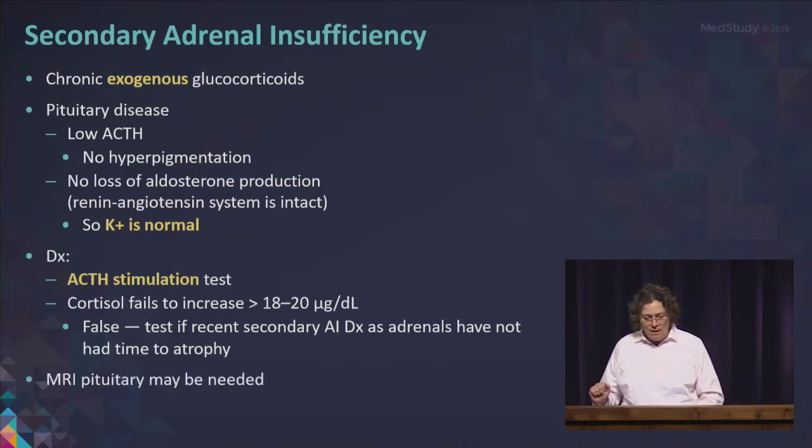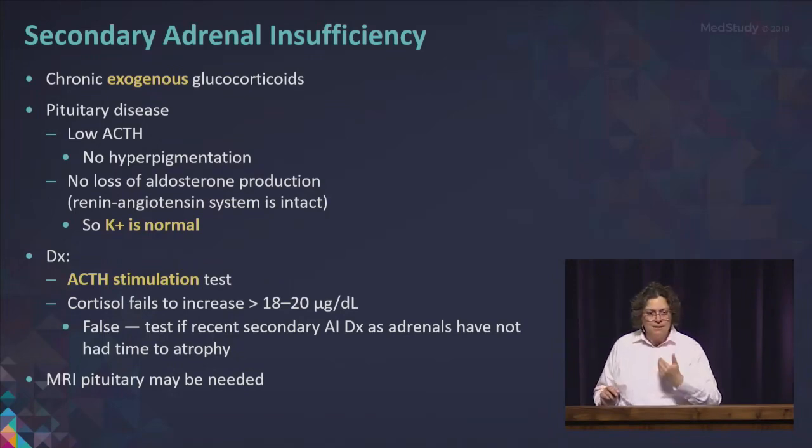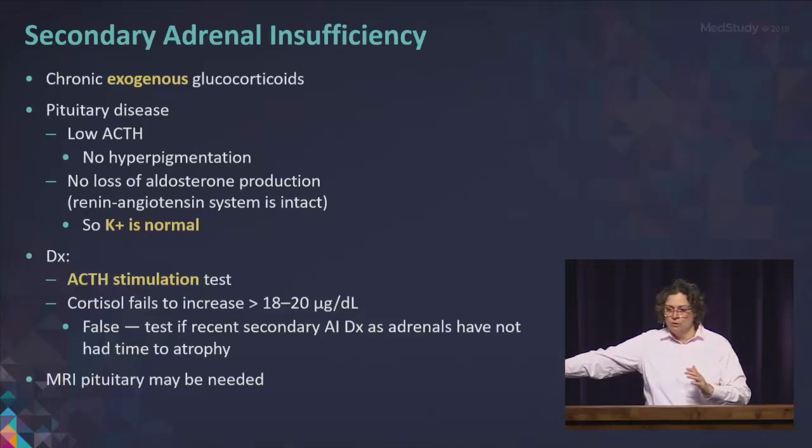So in this context, it might be more prudent to get an 8 a.m. cortisol because if your 8 a.m. cortisol is less than 3, that highly suggests adrenal insufficiency. If it's greater than 12, you essentially have ruled it out.